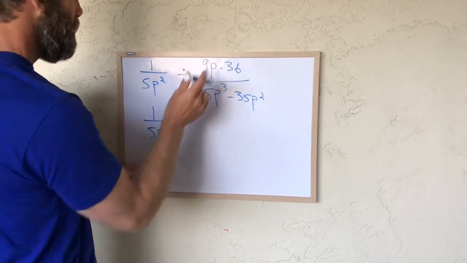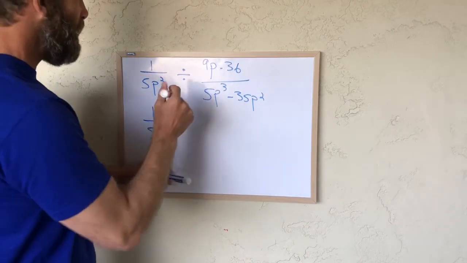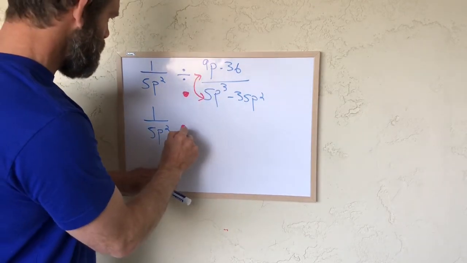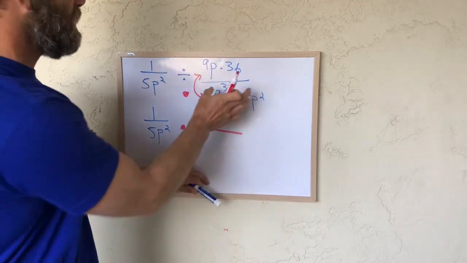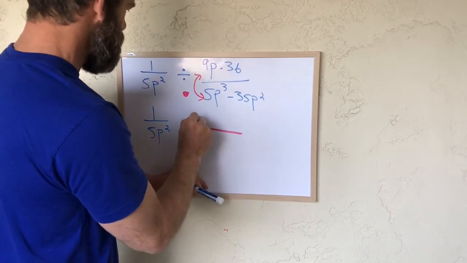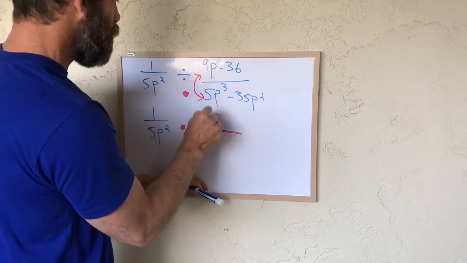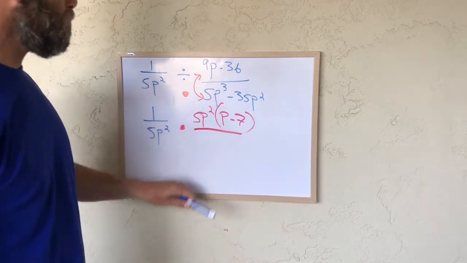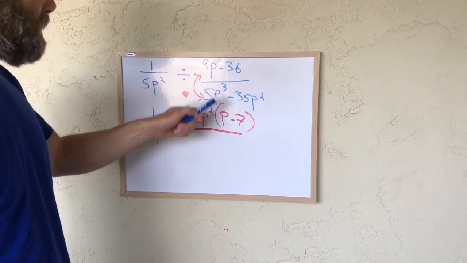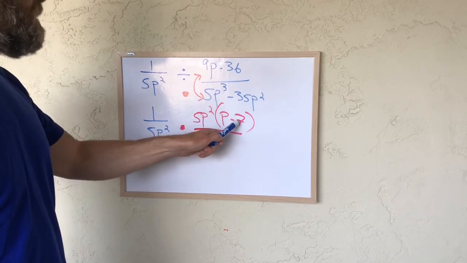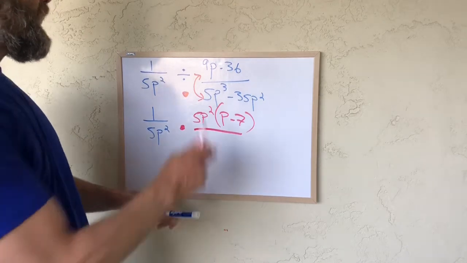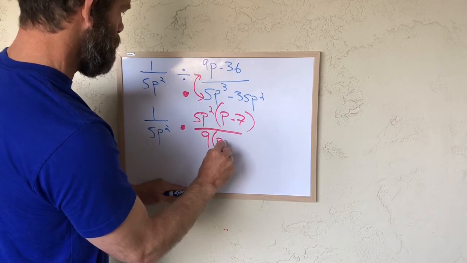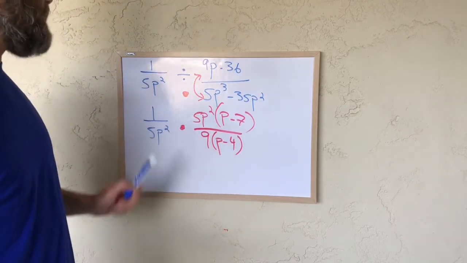This is division, and division is the same thing as multiplying by the reciprocal. So this is going to be multiplied by, and I'm going to factor out a 5p squared from both of these in my numerator now, giving me p minus 7. 5p squared times p is 5p to the third. 5p squared times negative 7 is negative 35p squared. Now I'm going to factor out a 9 from this, giving me p minus 4. Now here's my new expression.